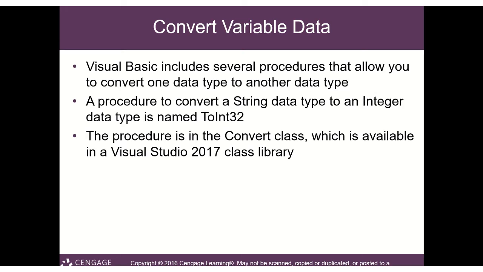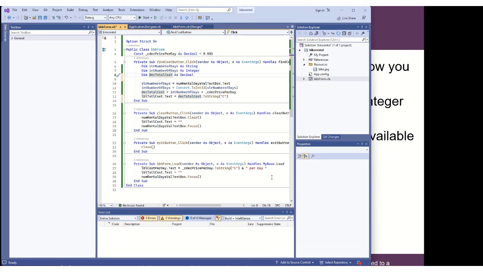So how do you convert variable data? Visual Basic includes several procedures that allow you to convert one data type to another data type. A procedure to convert a string data type to an integer data type is named ToInt32. For example, here I have an integer number of days. I'm converting string to integer, so for the integer number of days I use the Convert class, and this is a method, ToInt32. So it's a function basically, and this variable will be converted to integer in that way.